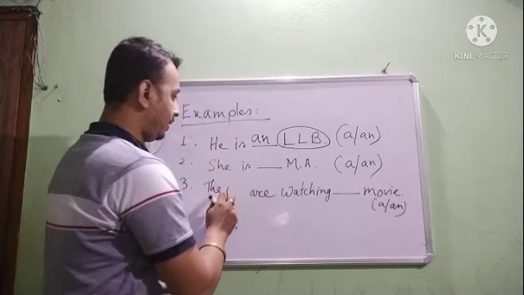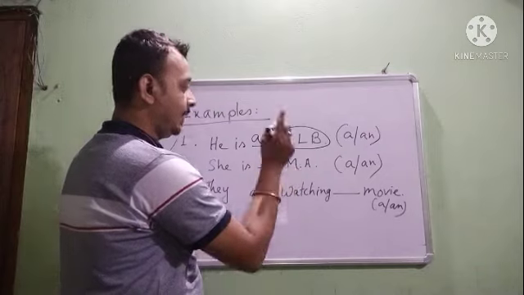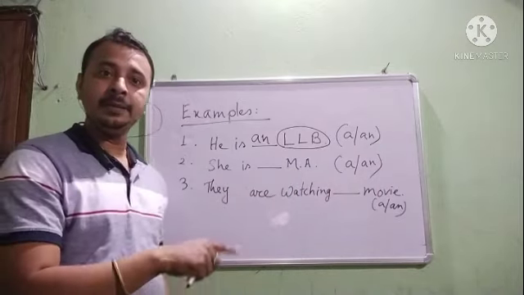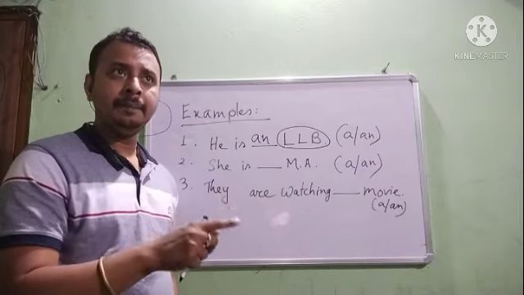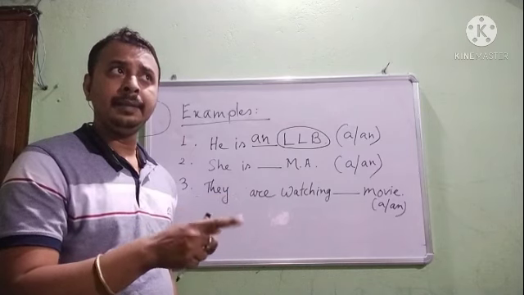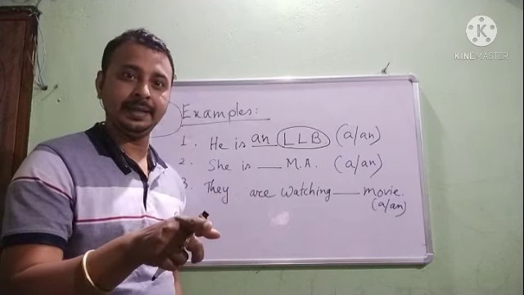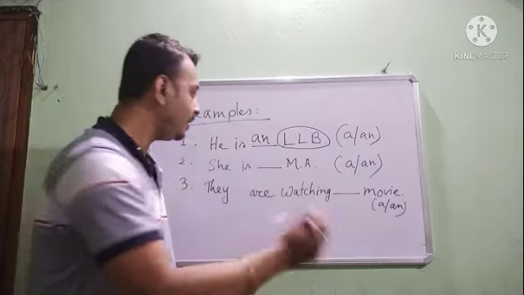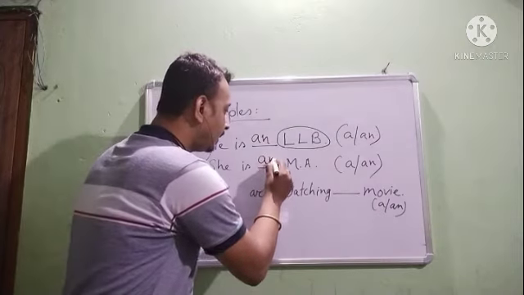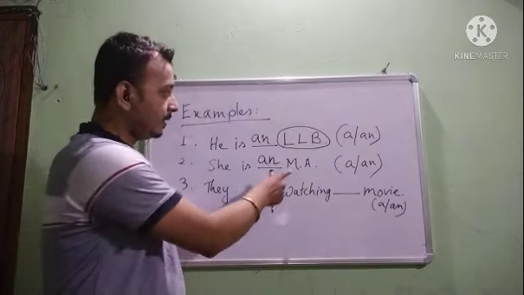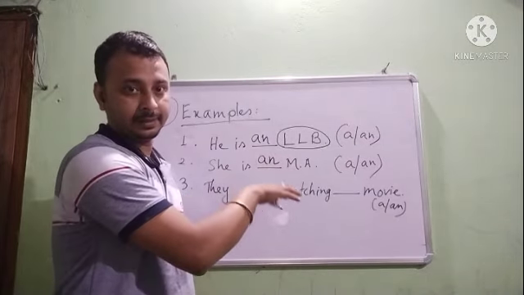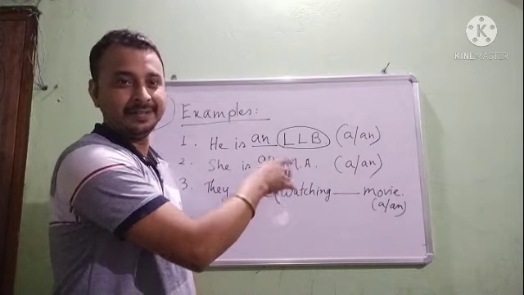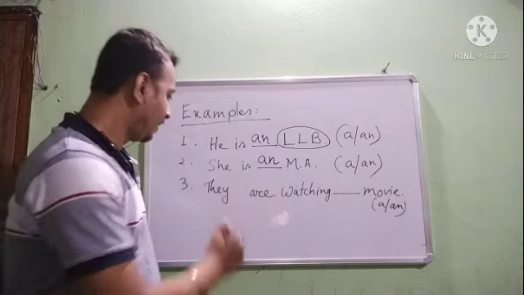Okay, next one. She is dash MA. This one MA. When you say MA, A sound is coming again. So A is in the list of vowel sounds. Okay, so AN. But here is M. M is not a vowel, but letter does not matter. What matters? Sounds matter.